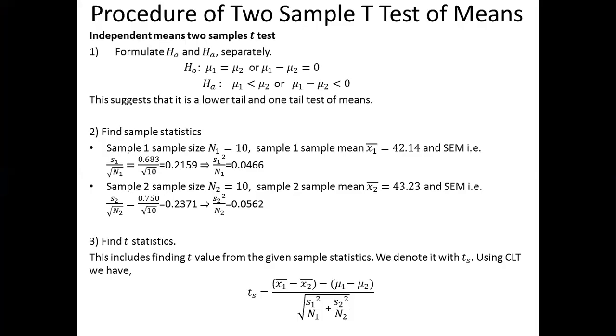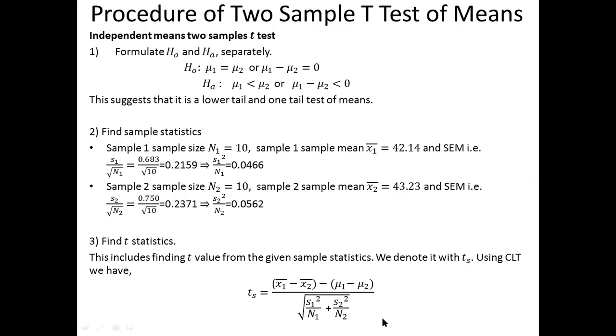And we get the answer, which is 0.0562, whereas s2 is the standard deviation of sample 2. Next step is about finding the t statistic. For the t statistic, the equation that we are using is the same one that we used earlier as well. So this equation is Ts equals x1 bar minus x2 bar minus (mu1 minus mu2), upon the square root of s1 squared upon n1 plus s2 squared upon n2.